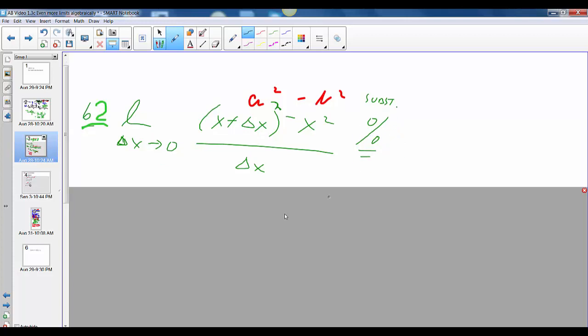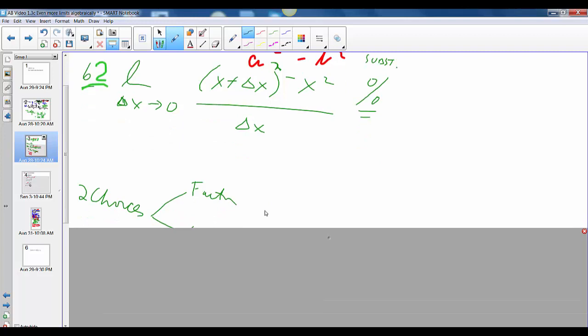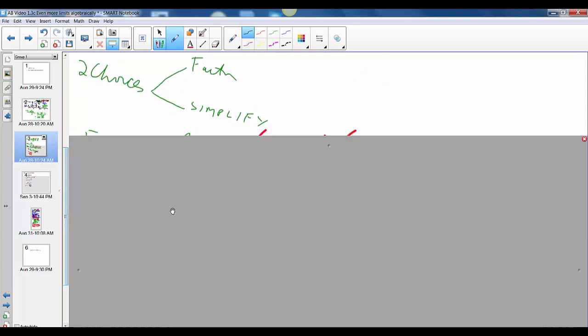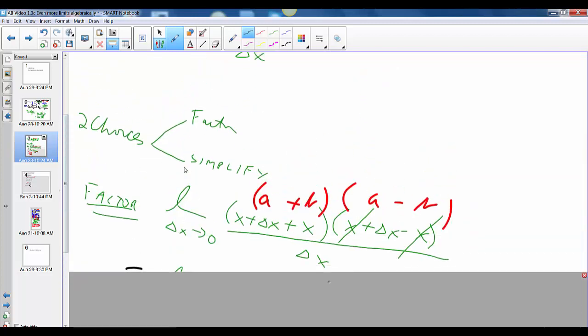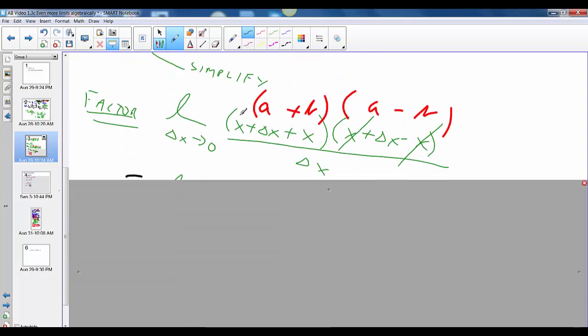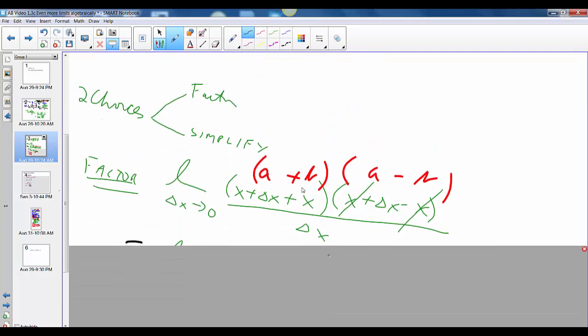Now I can factor that expression because it is the difference of two squares. As you know, a squared minus b squared factors into a plus b times a minus b. I'm going to show you the factoring method first, and then there is a simplified method as well. So that's the square of x plus delta x, and that's the square of x. So I have x plus delta x plus x, times x plus delta x minus x, all over my original denominator of delta x.